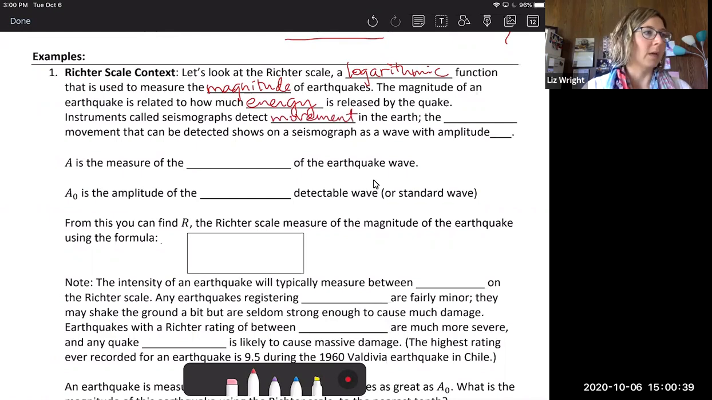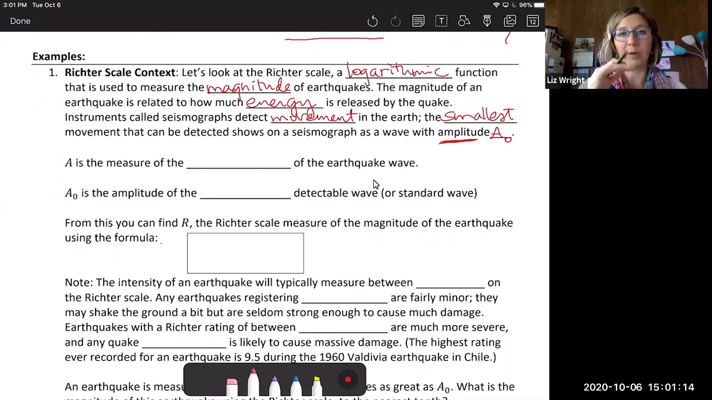in the earth. The smallest movement, just like the smallest decibel from that other example, the intensity level was measured with I sub 0. Well, that's going to be what happens here, except instead of I sub 0, it's going to be A sub 0, because we're talking about amplitude. So we look, the smallest movement that can be detected shows on a seismograph as a wave with amplitude A sub 0. So again, A sub 0 is the smallest detectable kind of movement we're going to see.